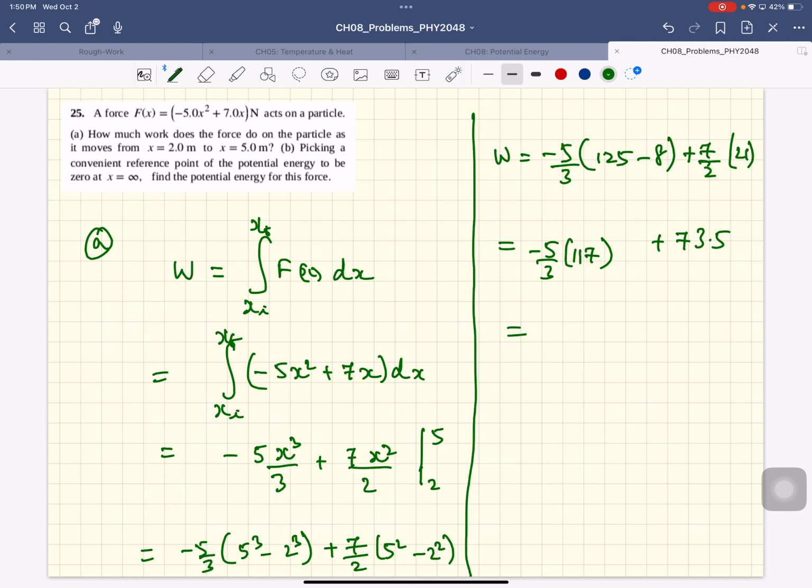All right, so you can calculate that work done. Okay, so the force did negative 1.121 joules of work.